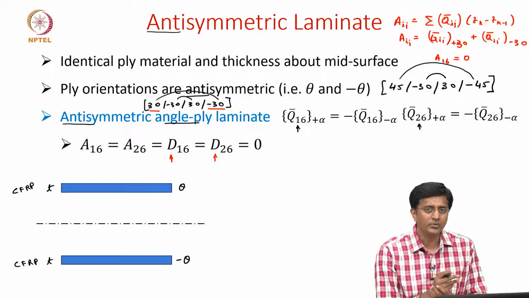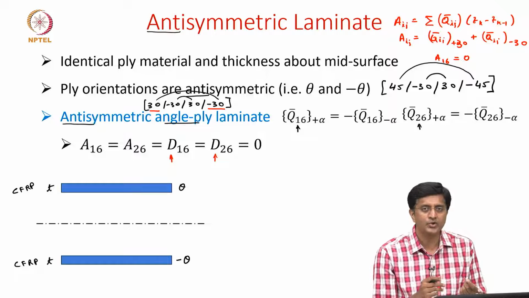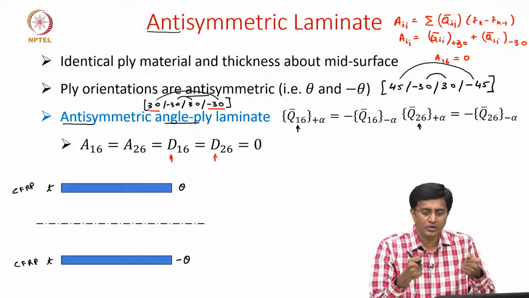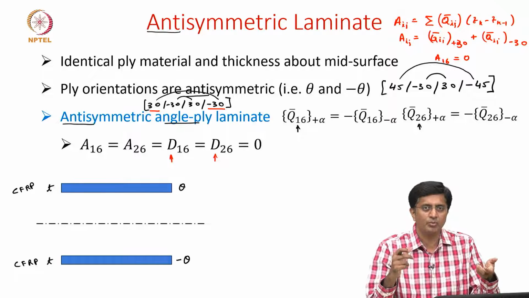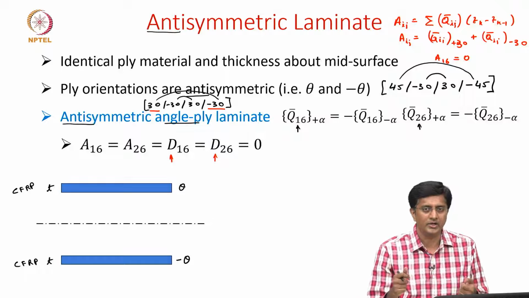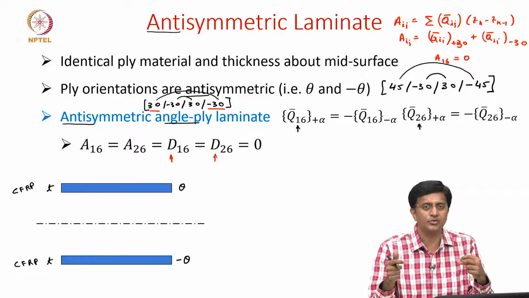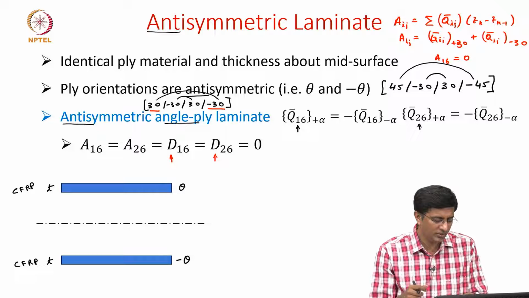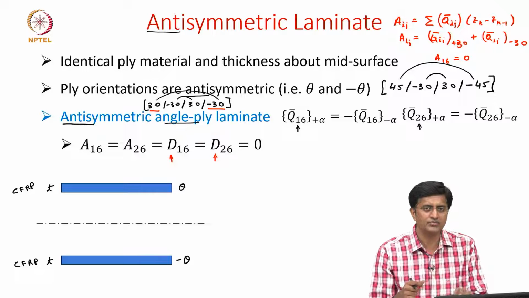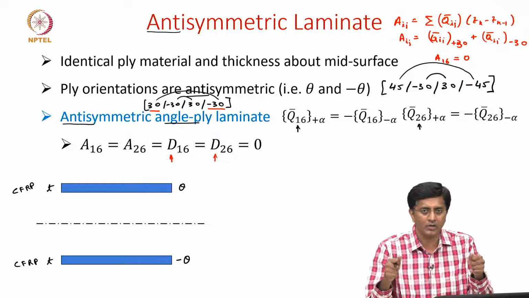These are all required because this has physical significance. A16 and A26 going to 0 means the extension-shear coupling is gone. Therefore, if normal forces are applied, there is no shear deformation in the laminate. Similarly, D16 and D26 we call the bending-twist coupling, meaning when a bending moment is applied, there is no twist happening in the laminate.